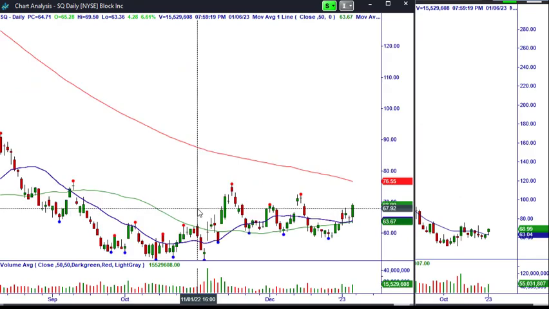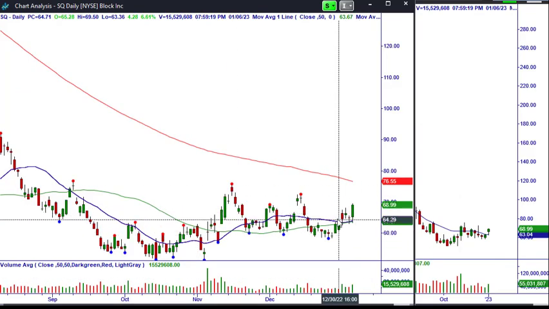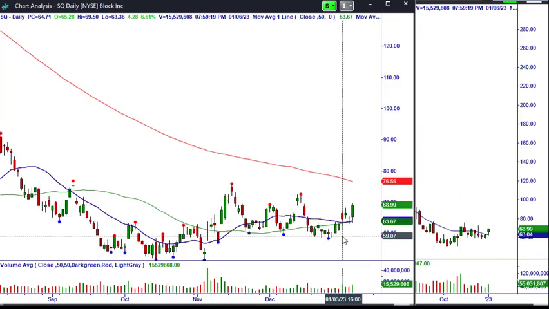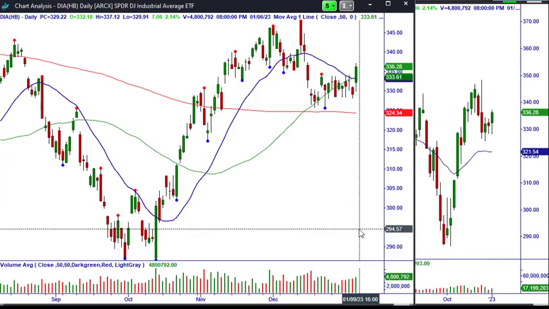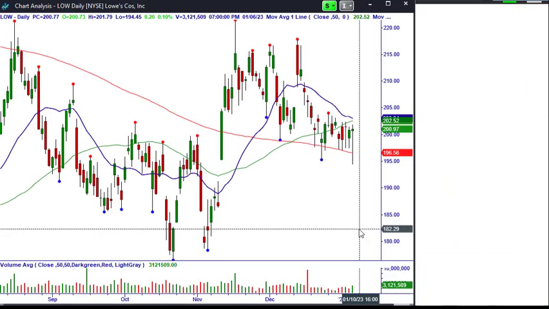Square, bottoming pattern, closing breakout. After this breakout, continuation bar. Diamonds over Friday's high, put spread. I mean, these are all over the place.